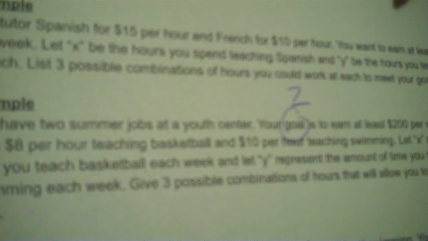So hours of swimming. Now, I'm probably going to be teaching some of each, but we're going to pretend that, okay, let's say all we do is teach basketball and all we do is teach swimming. Those are called finding the intercepts. You don't need to give the 3. Well, actually, yeah, we'll do that, okay? Let X represent the time you teach basketball each week. Let Y represent the amount of time you teach swimming each week.